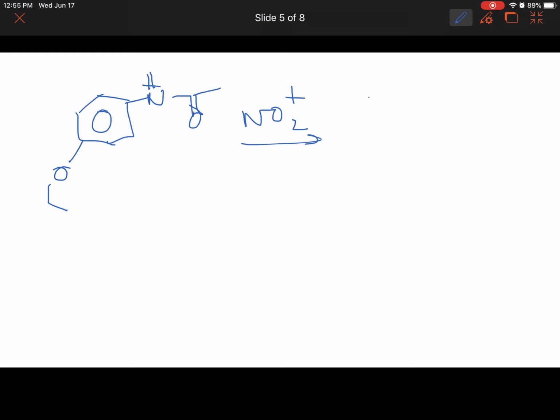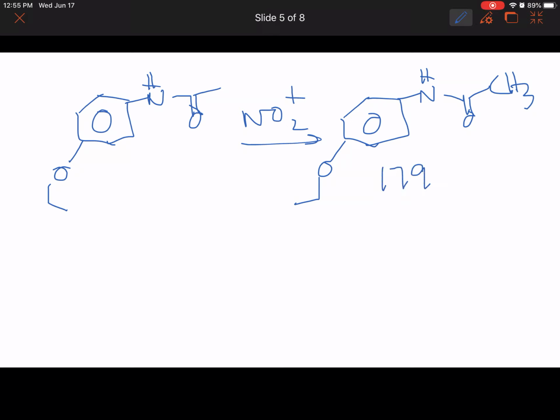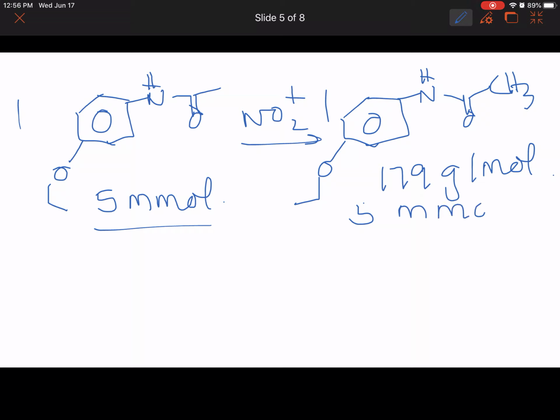So the theoretical yield: you have your phenacetin with the nitro group, the nitronium ion. You are making nitrophenacetin, and the molar mass of this is 179 grams per mole. You start with 5 millimoles. So the molar ratio is the same. 1 mole of this will give you 1 mole of that. Start with 5 millimoles, then it's obvious we should be making 5 millimoles.